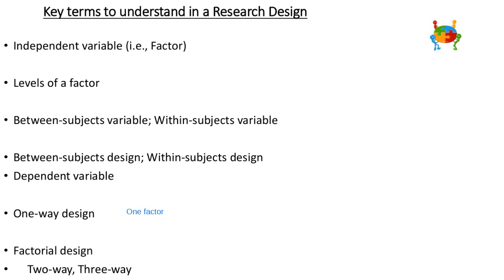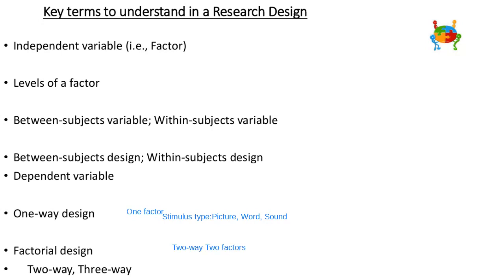And then what is a factorial design? So I said one-way design is one factor. What do you think a two-way design is? Or one-way is independent variable, yeah. Two-way is 2 factors.